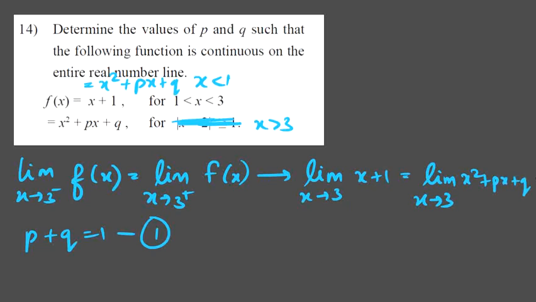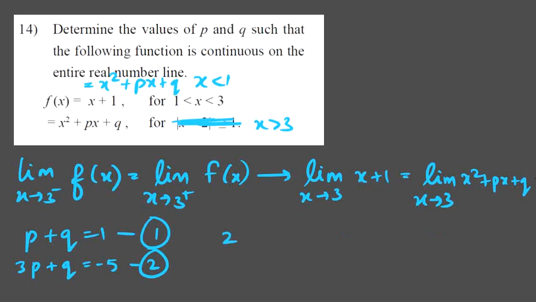Put x as 3 here, so you have 3 plus 1. That should be 4. On the right, put x as 3 here. So we have 9 plus 3p plus q. So you can take that 9 on the left and you have a minus 5 there. So minus 5 is 3p plus q. So we have 3p plus q as minus 5. That is equation 2.